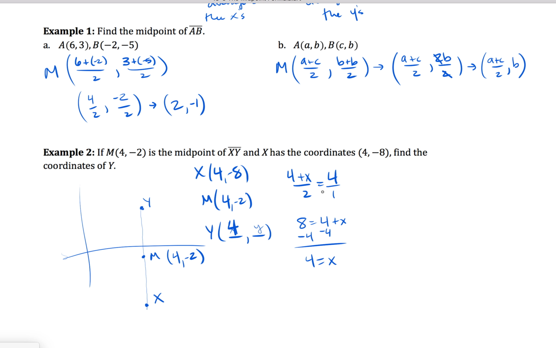Now if I'm looking for this y, I know that -8, the y coordinate of the first point, plus that mystery number, divided by 2, needs to give me -2. Put that over 1 and cross multiply. -2 times 2 is -4. That equals -8 plus y. I add 8 to both sides and I get 4 equals y. So the y coordinate of point Y is 4. So Y right here is going to be at (4, 4).